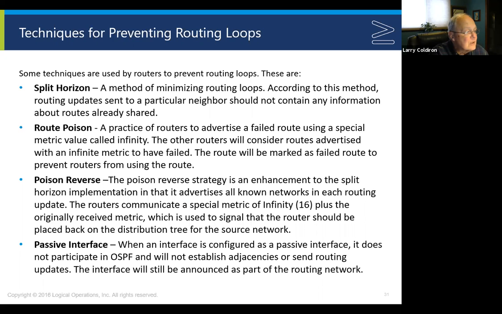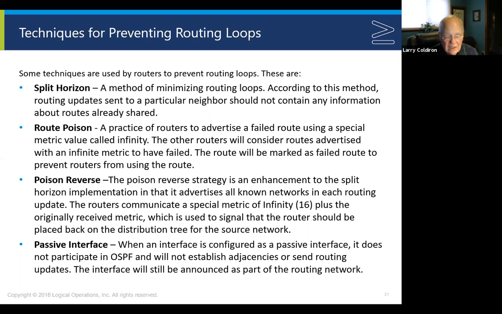Preventing routing loops is something that we want to do, because we don't want to have routing loops in these things. The split horizon we talked about, minimizing. According to this, the routing updates sent by a particular router should not contain any information about routes already shared. You can't tell me back something that I told you, is what we're really talking about here. Route poison: advertise a failed route using a special metric called infinity.